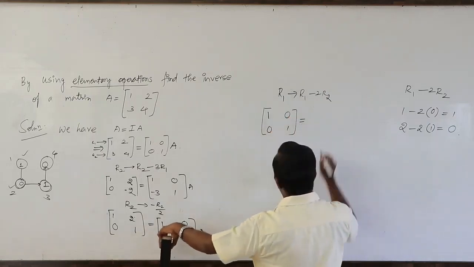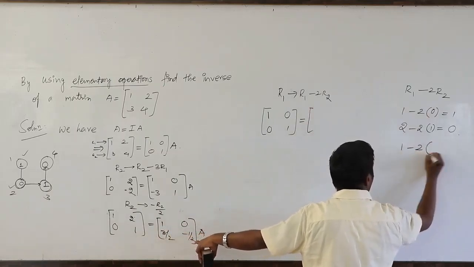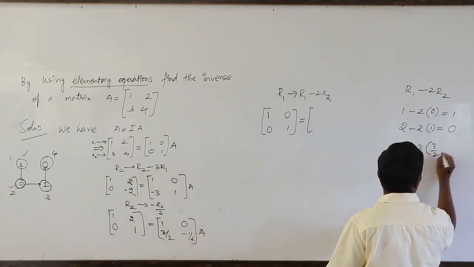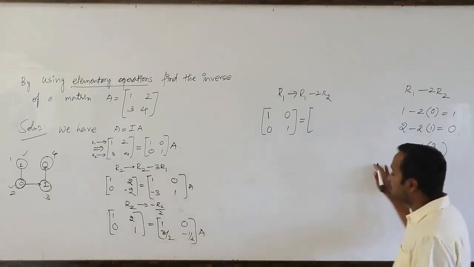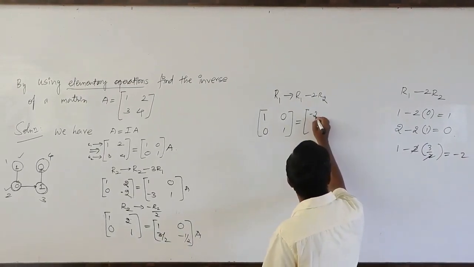Next, this is R1 changed. How is R1 changed? R1 minus 2R2. R2 below that corresponds to what? 3 by 2. 2 gets cancelled. 1 minus 3 becomes minus 2.